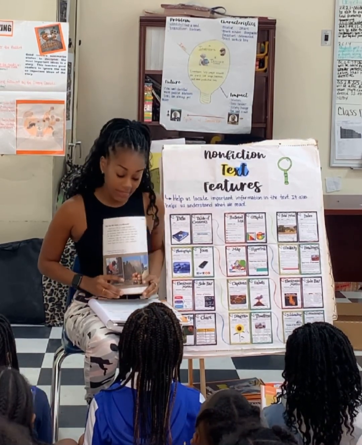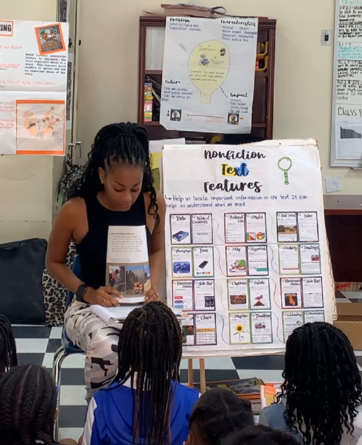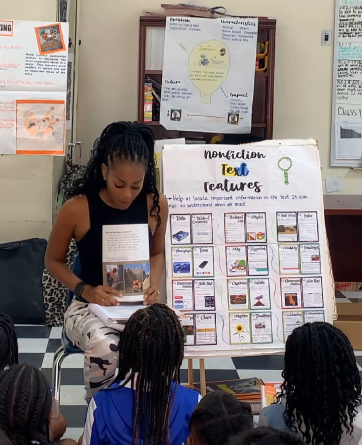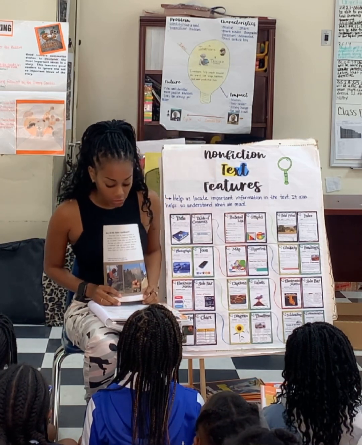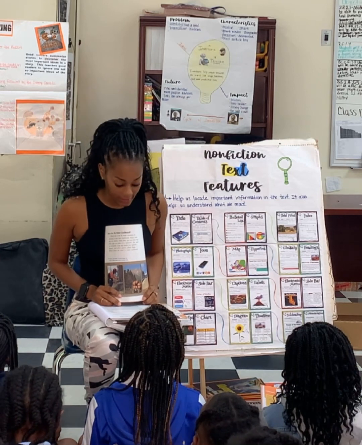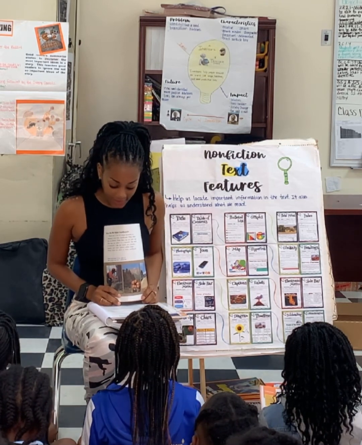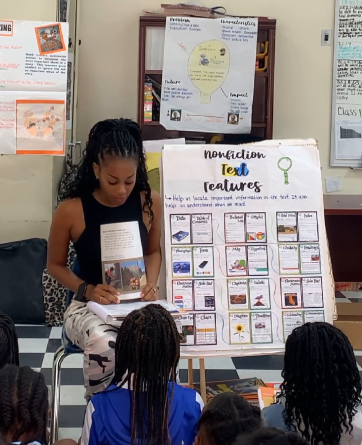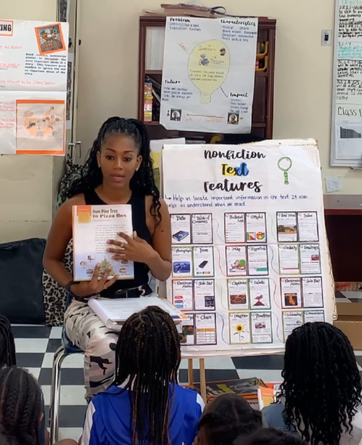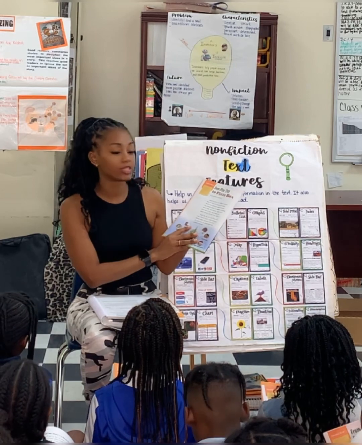Today we're going to be looking at how text features contribute to the meaning of our text. We've spent some time exploring how text features and images contribute to the meaning of our text. We've been learning that images often show us information that may not be clearly stated in the text itself. Today we are going to practice this skill again as we reread the section From Tree to Pizza Box by Amy and Richard Hutchinson.